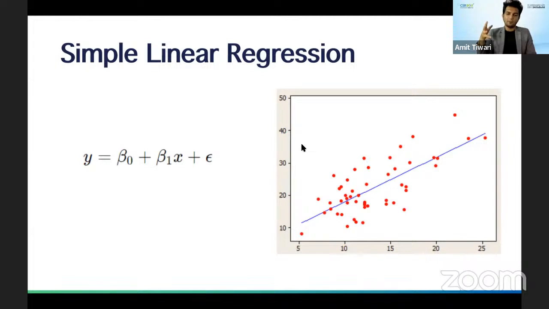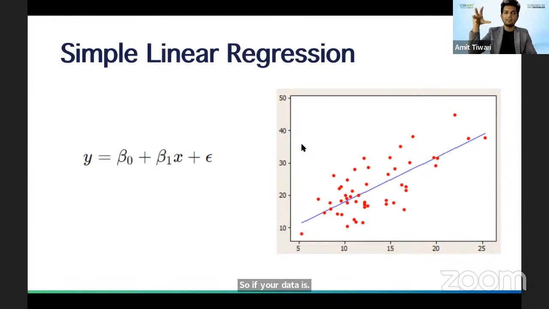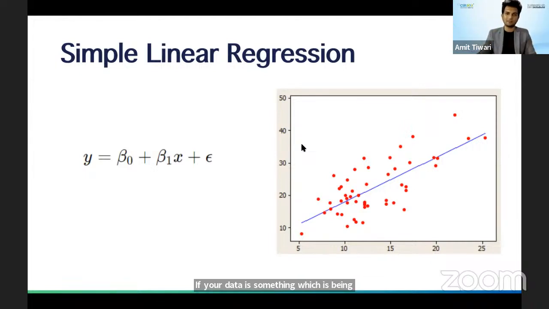That's why we had to use deep learning, right? Classical machine learning methods are very good, but they need to be applied on a certain type of data. If your data is being trained on KNN and it is classifying better than SVMs, then you will use KNN. If your data is fit by SVMs better, then you will use SVMs. No single model fits all because the data is very different in different places. So that would be my answer.